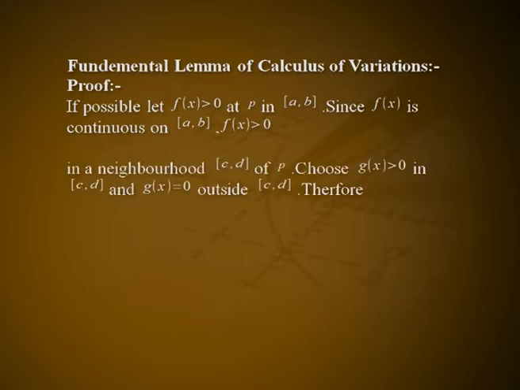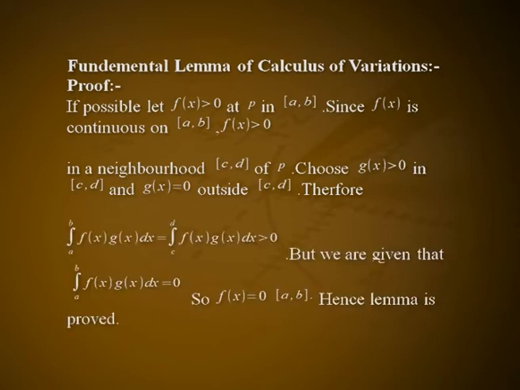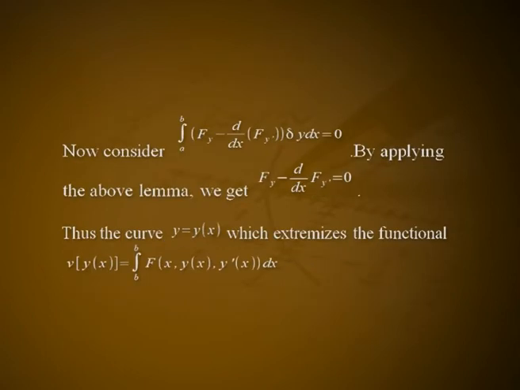In a neighborhood, closed interval c d of p, choose g of x greater than 0 in closed interval c d and g of x equal to 0 outside. Integral a to b f of x g of x dx equal to integral c to d f of x g of x dx greater than 0. But we are given that integral a to b f of x g of x dx equal to 0. So, f of x equal to 0 on closed interval a b. Hence, the lemma is proved.